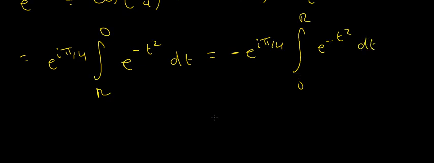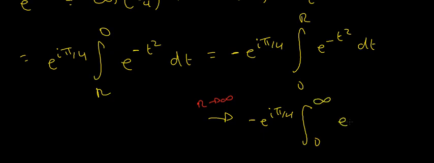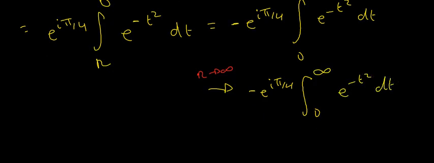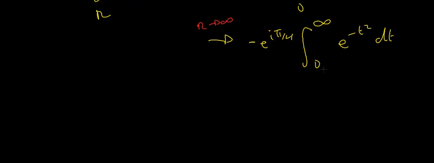And as r goes to infinity, this integral is going to go to minus e to the i pi over 4 times the integral from 0 to infinity of e to the minus t squared. And this integral, as we all know, is the Gaussian integral, taken over the entire real line from minus infinity to infinity. It has value root pi, but since we're only taking half of the interval, it's just going to be root pi over 2. So this is going to be equal to root pi over 2.